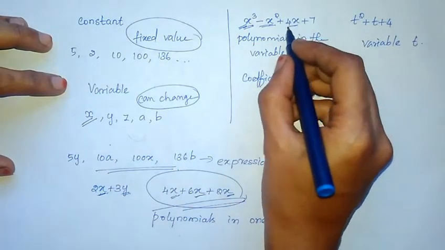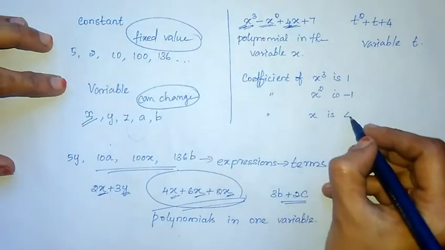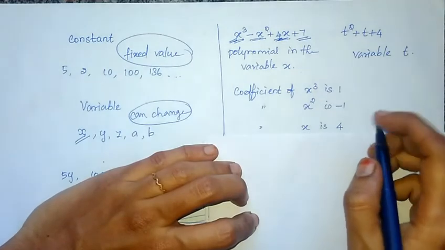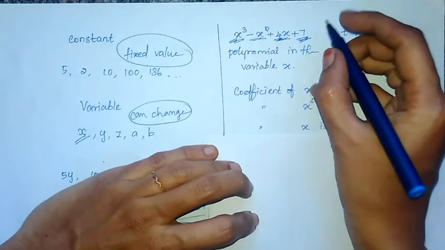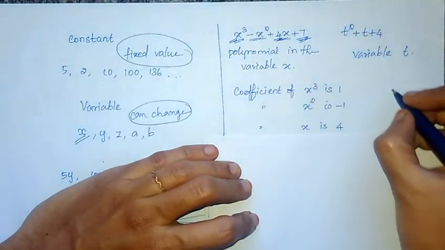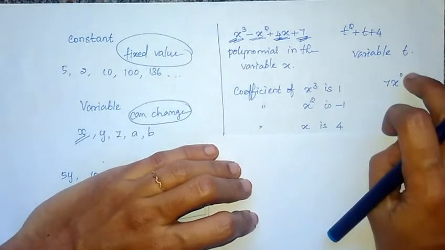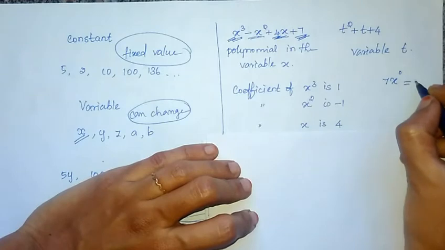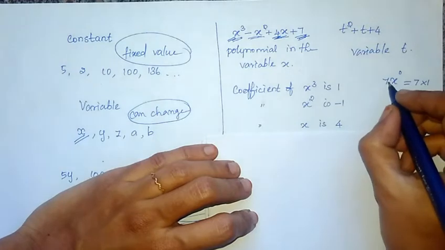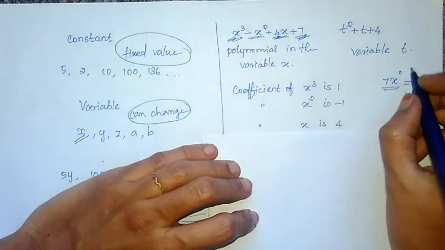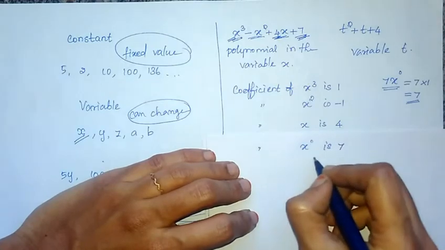Now, what is the coefficient of x? Coefficient of x is, here we have number 4. Now, see here we have 7 only. There is no variable. So, here we can consider this as 7 into x power 0. We know that x power 0 is 1. So, which is equal to 7 into 1, which is equal to 7. So, instead of 7, we can write 7 into x power 0. So, here coefficient of x power 0 is 7.